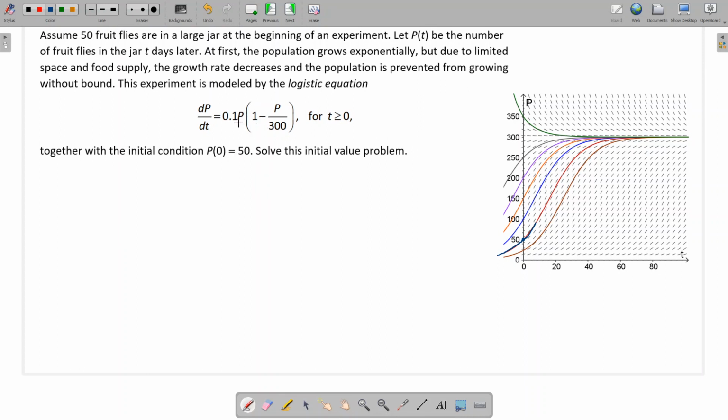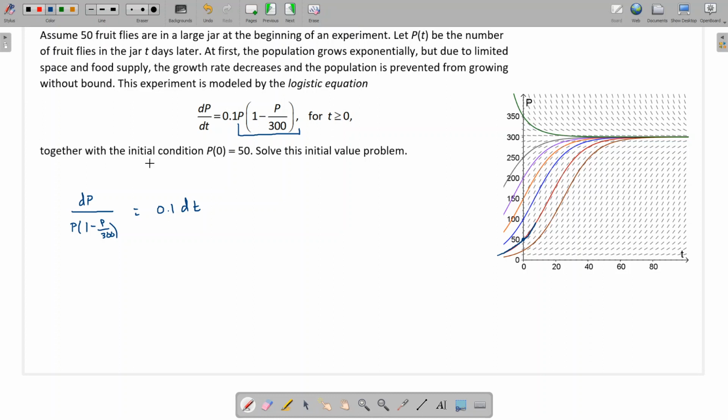Okay, so the first thing we have to do is separate the variables. So what I'm going to do is take this part here, because all of that involves P. I'm going to take that to the other side. So that's going to be dP over P times 1 minus P over 300 equals, I left the 0.1 on this side, and then I'll put the dt there. So multiply dt here, divided this to the other side.